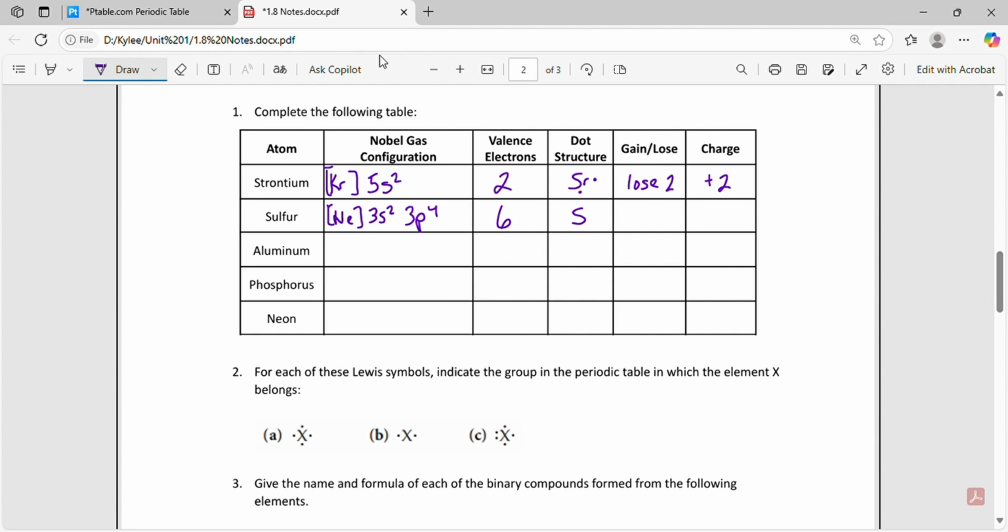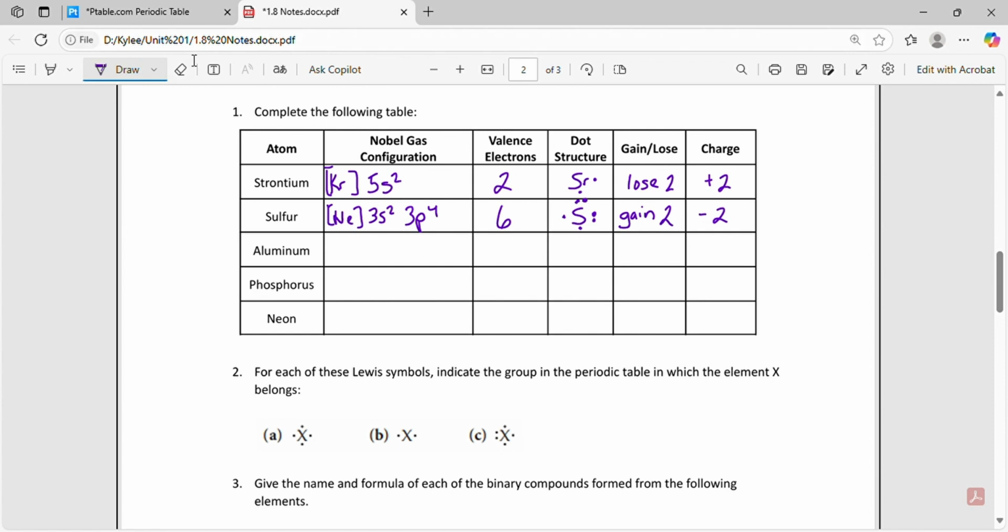The dot structure for sulfur would have 6 valence electrons. And when I'm putting my valence electrons into my dot structure, I always start and go like 6 o'clock, 9 o'clock, midnight, and then you can pair them up. Now, this particular one already has 6, so it's going to be in the gain section, and it's going to gain 2. And remember, if you gain electrons, that means you are adding more negative charge. So it's going to give us a negative charge.